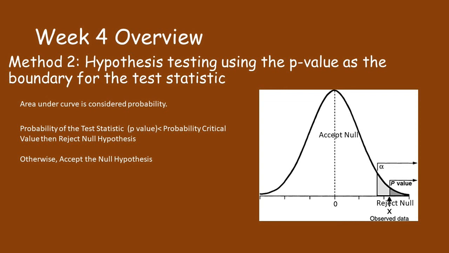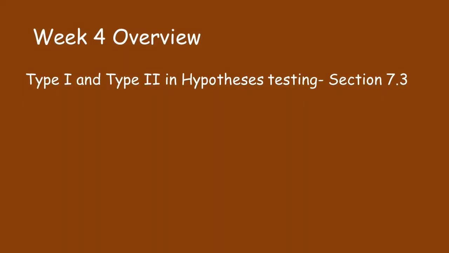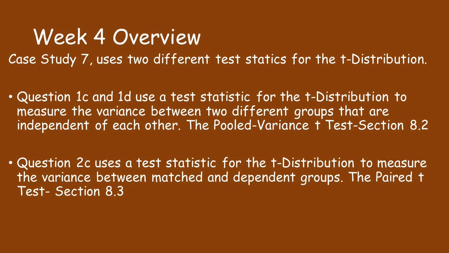Okay, chapter 7 also discusses the different types of mistakes that we often make when we evaluate the null hypothesis. Now, be sure to read about these type 1 and type 2 errors. They're in section 7.3 in your text. The case study number 7 uses two different test statistics for the t-distribution. For you to get the case study 7 done, you have to understand these two different test statistics that are used in these two different calculations.